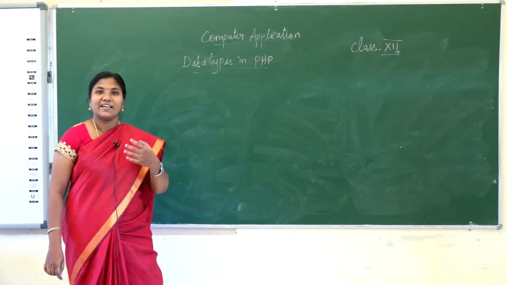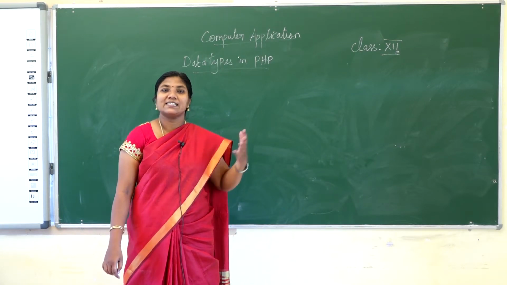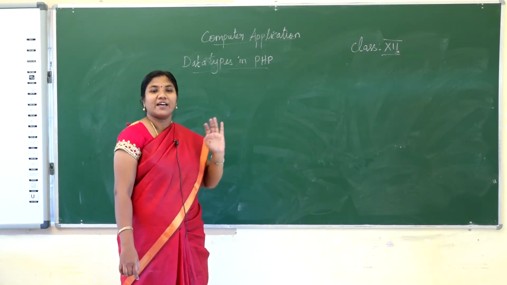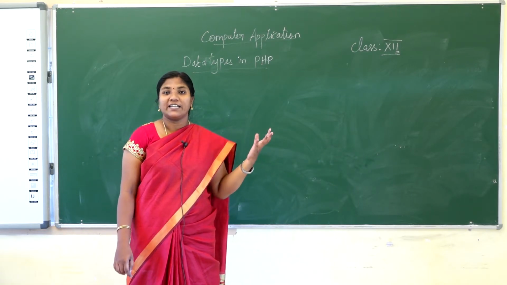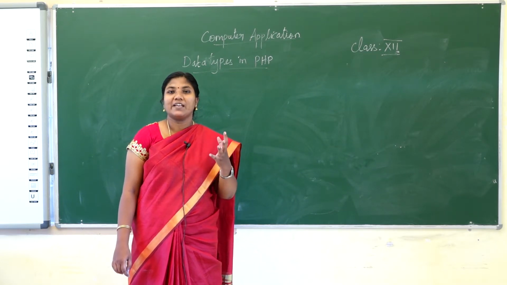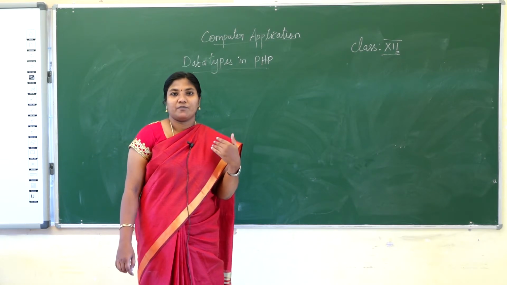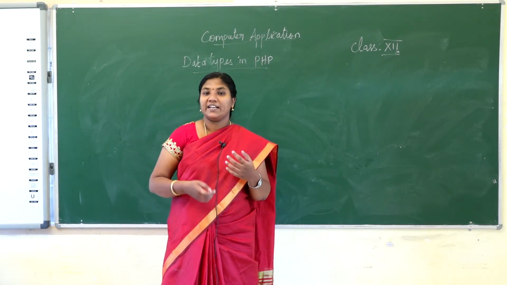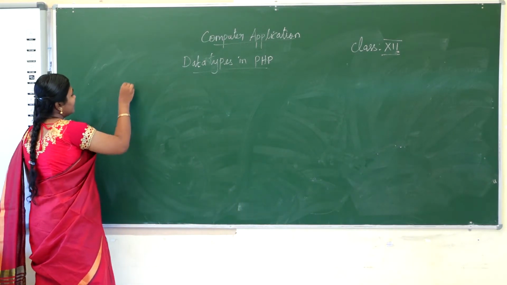Data types play an important role in every programming language. As such, in PHP also we have data types. There are 13 data types available in PHP, and we are going to see some of them. These are the main 8 data types that we will be using most often in programs.